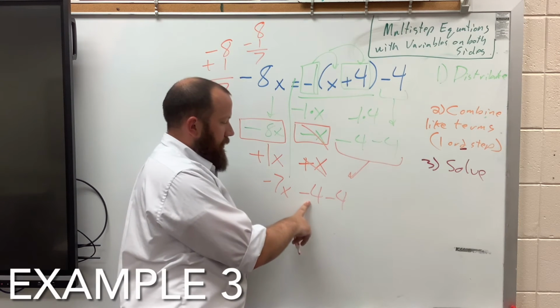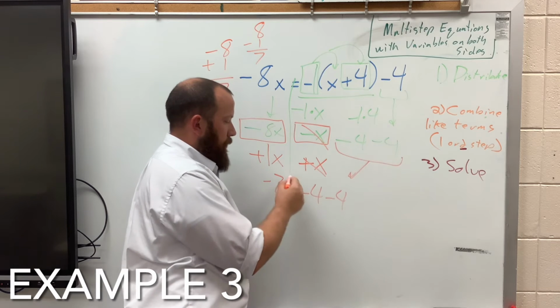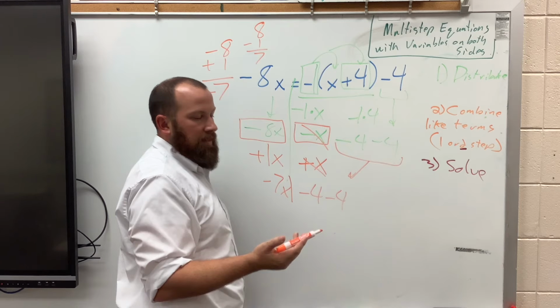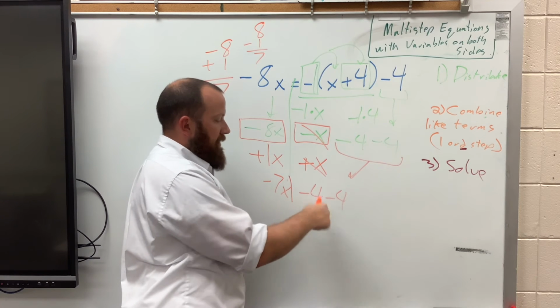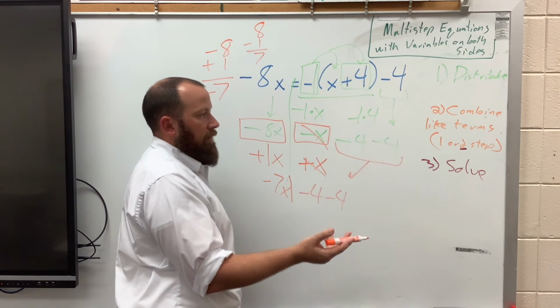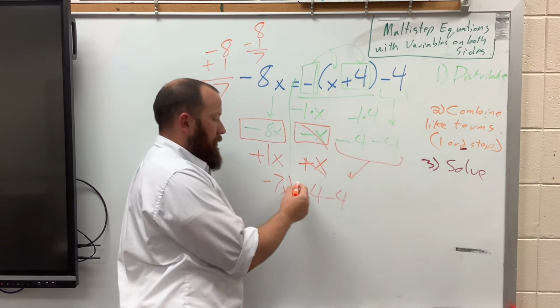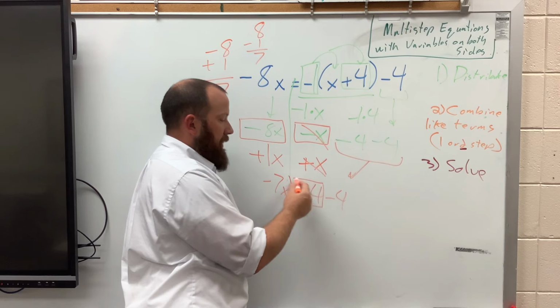All right. So now I have -4, -4. Is this a one-step equation or two-step? Technically, no, it's not, because I still have these like terms. This is when it's fine to keep combining like terms. Technically, it is a two-step, but I'm gonna combine these like terms now.